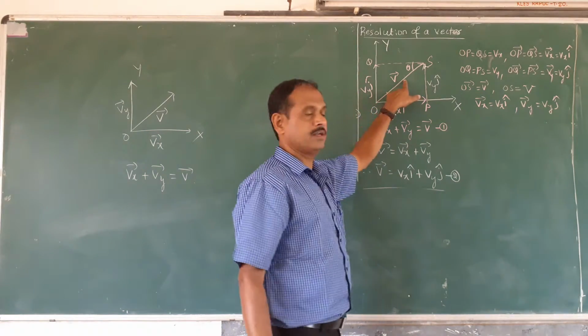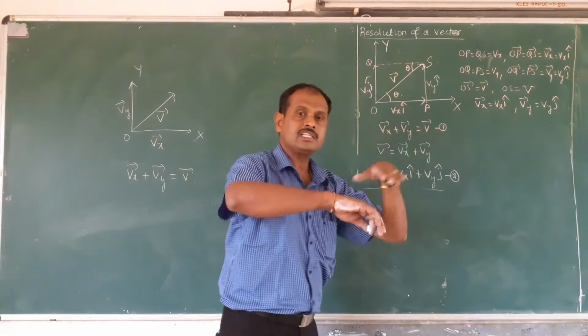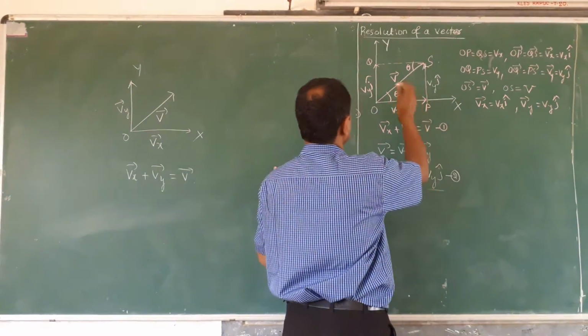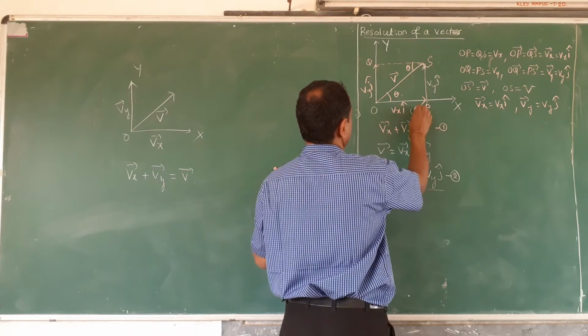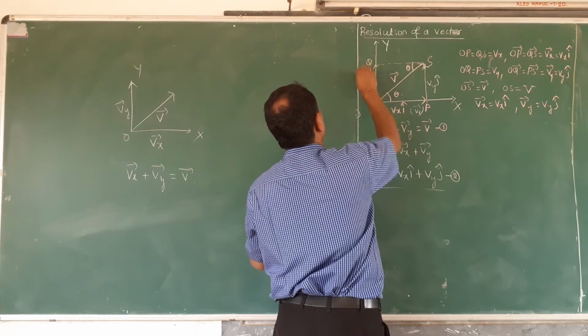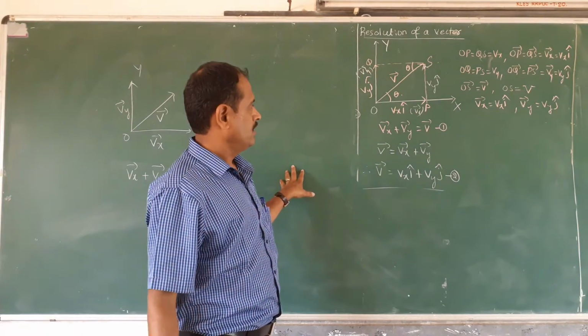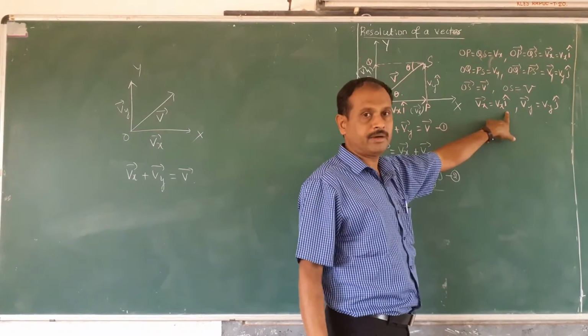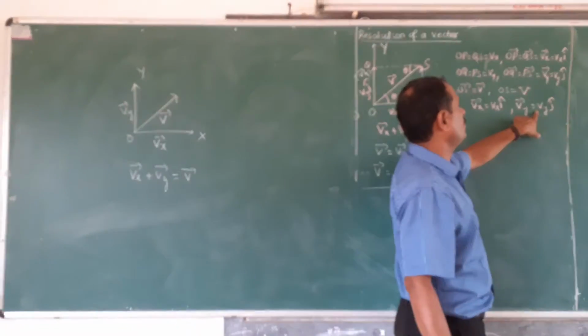This is a given vector. It is split up into two vector components. One is vector Vx, and another one is vector Vy. Here vector Vx is equal to Vx into i cap. Vector Vy is equal to Vy into j cap.